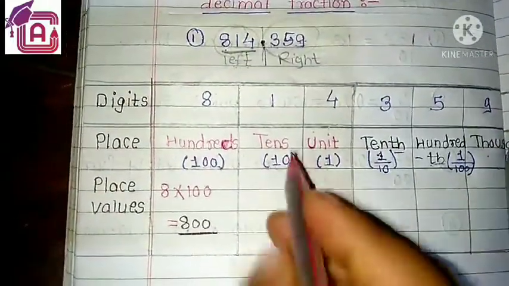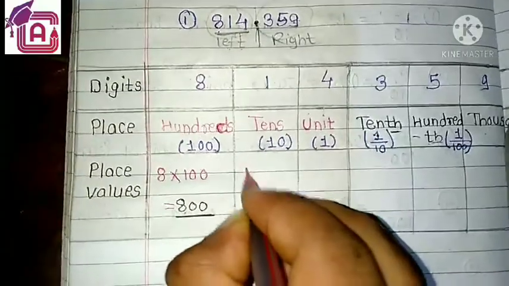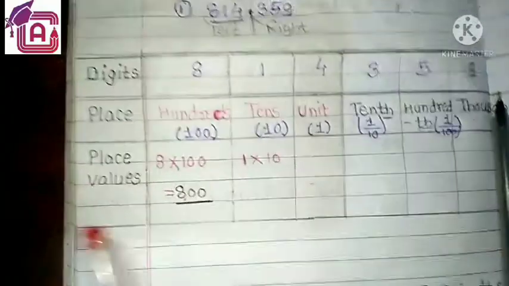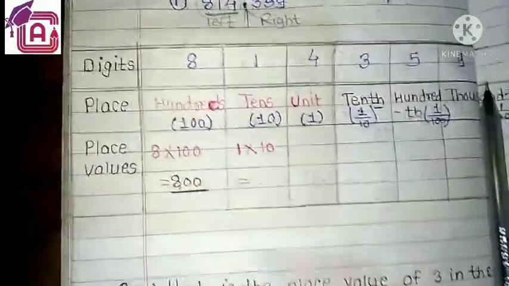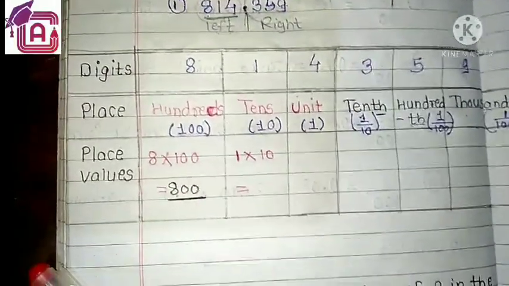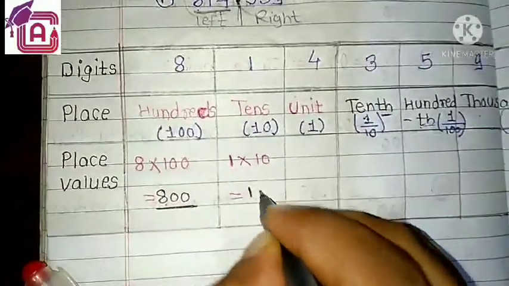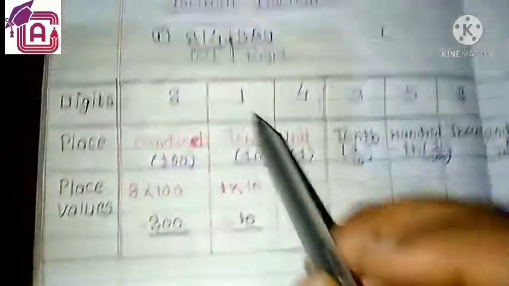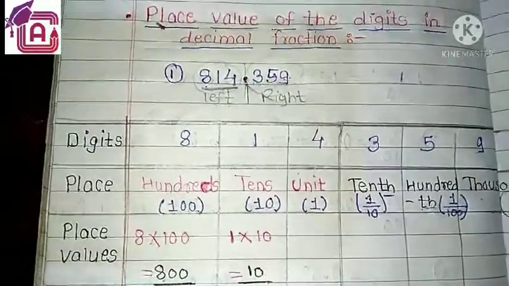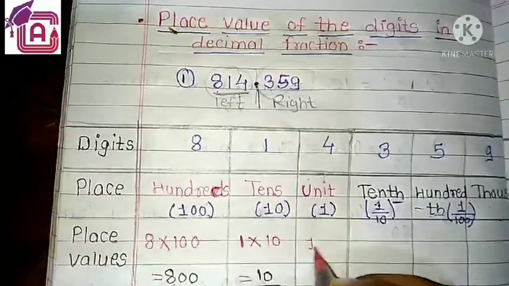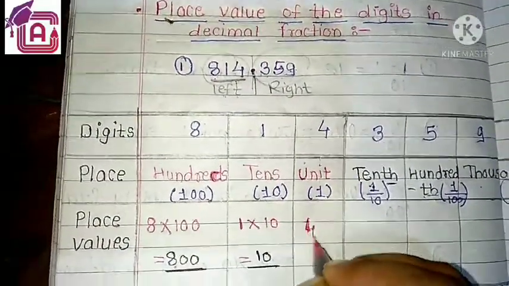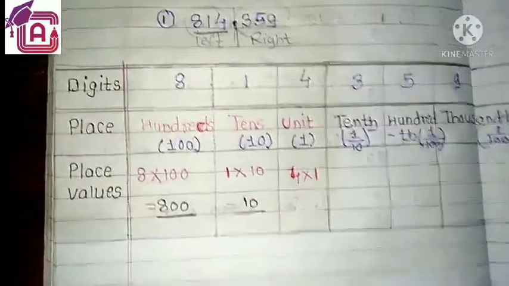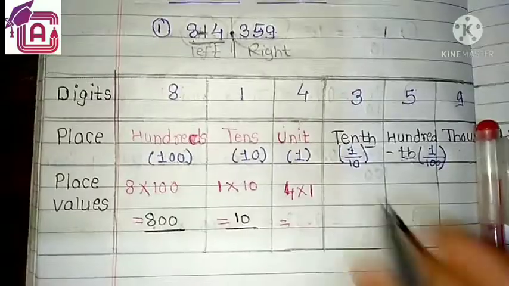Next number is 1. I am copying 1 here and multiplying with the tens place, which means 10. So our answer is 1 into 10, which is 10. This is the place value of this 1 in the given number. Next number is 4, and the place is the unit place, so we multiply it with 1. So the answer is 4 ones are 4.